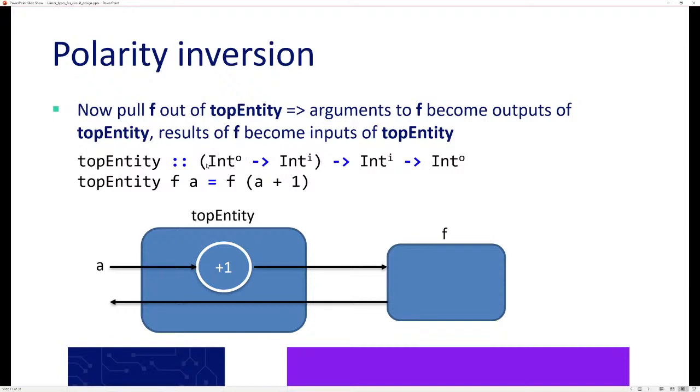So now, if we look at this type, this must become an output port, because it's the arguments that we're going to pass to f, and the result is going to become an input port. And so this is how we could translate arguments with function types to separate ports and still instantiate it in the same way.